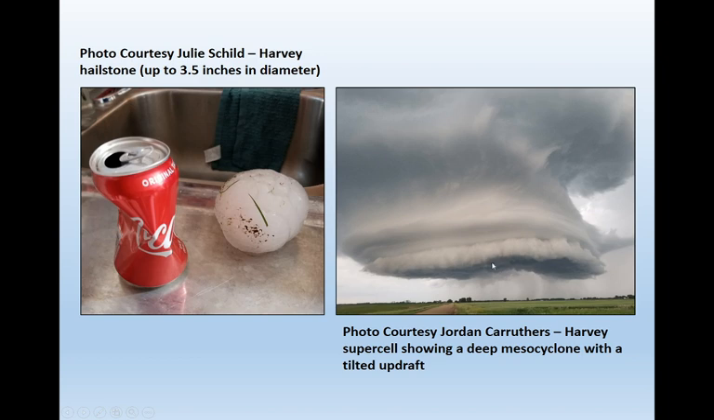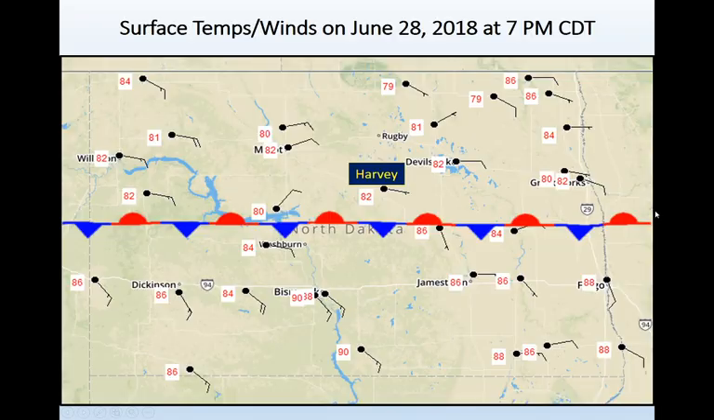And here's a picture of the supercell itself, and you can clearly see it had a deep, really well-structured mesocyclone with a nice tilted updraft going on there. So what was the environment like on this day? Well, it looks like we have a stationary front that's pretty much draped west to east across central North Dakota. North of the front, you're in the low 80s for the most part, but south of the front, you're in the upper 80s to around 90 degrees.